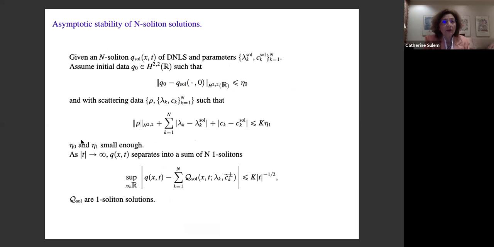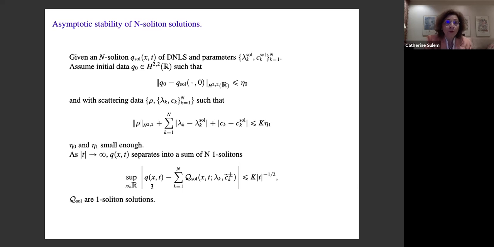A consequence is the asymptotic stability of the one-soliton solution and the n-soliton solution, which claims that if one starts with an initial condition close to an n-soliton, then assuming that the scattering data are close to the ones of the soliton, as t goes to infinity, the solution of the DNLS equation separates into a sum of n one-solitons that move with different velocities and separate.